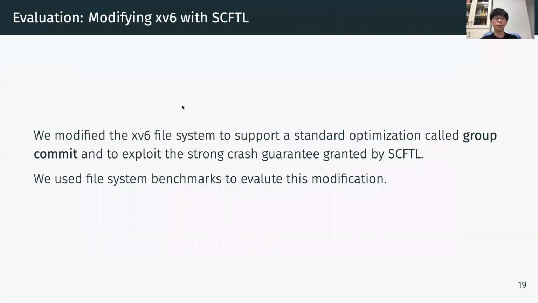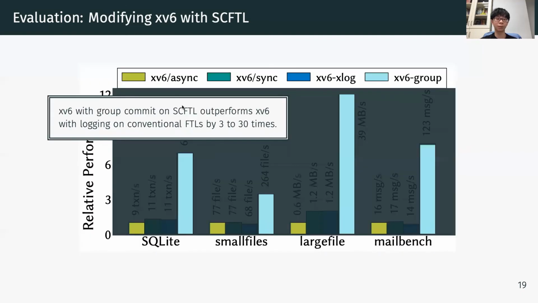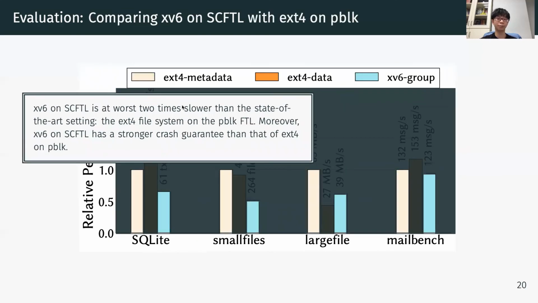To understand the usefulness of SCFTL, we modified the XV6 file system to support a standard optimization called group commit and to exploit the strong crash guarantee granted by SCFTL. Then we used a file system benchmark to evaluate this modification. By changing less than 30 lines of code, XV6 with group commit on SCFTL outperformed XV6 with logging on conventional FTLs by 3 to 30 times.